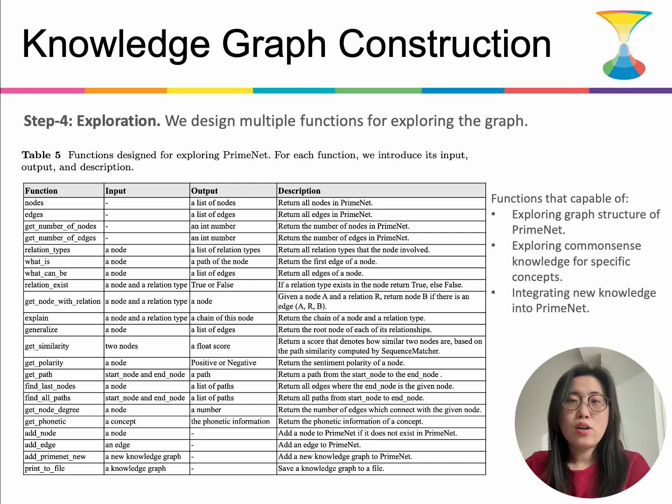After constructing the knowledge graph, we design functions for exploring the graph. Table 5 summarizes the designed functions and their input, output, and description. These functions are able to explore the structure of PrimeNet, explore commonsense knowledge for a specific concept, and integrate new knowledge into PrimeNet.